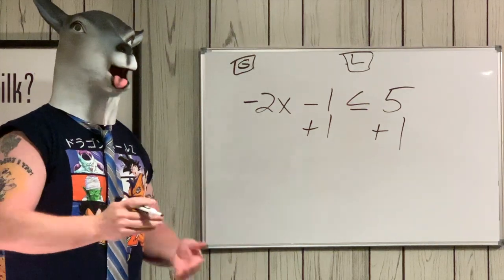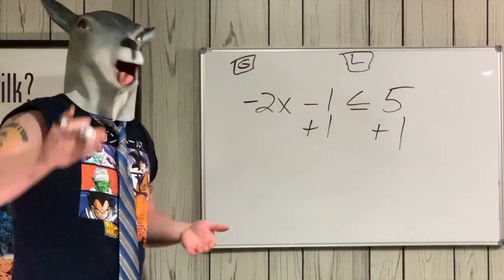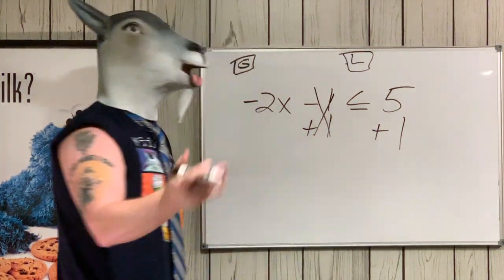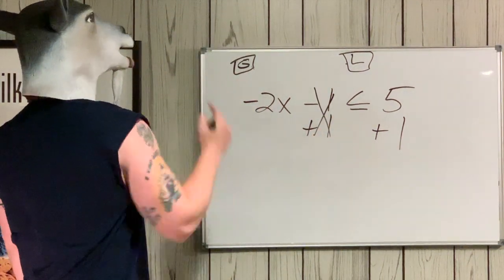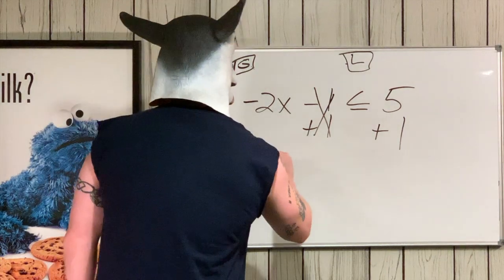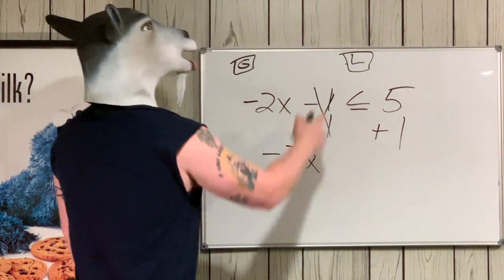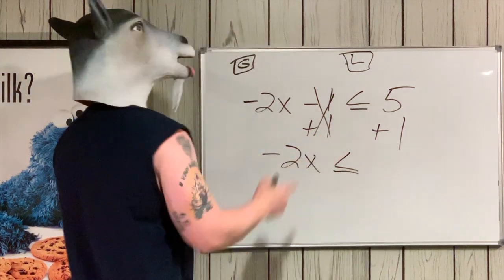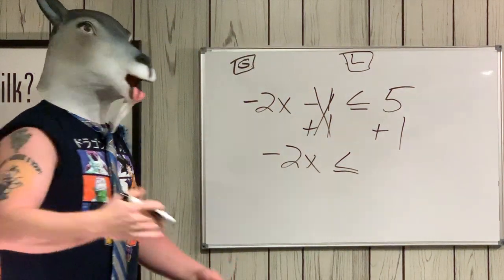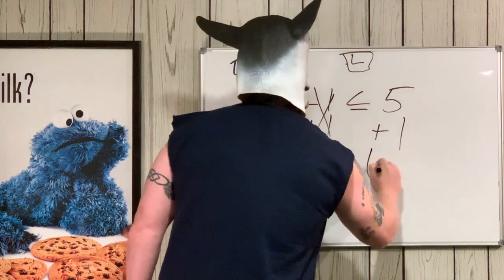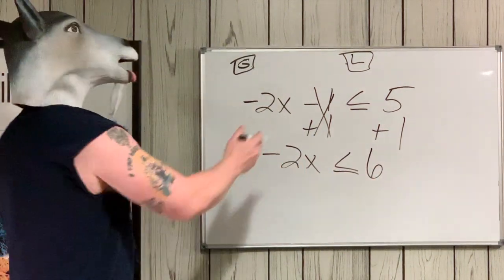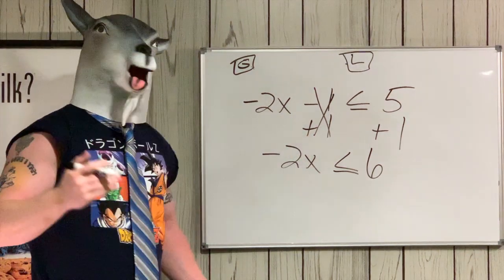Negative 1 plus 1, put it in your calculator, or not. You could be like a goat yourself. They're going to cancel out. Negative 1 plus 1 is 0. So on this side, we got negative 2x. We're going to bring our sign down, stick with the less than or equal to. 5 plus 1 is 6. Now we got negative 2x is less than or equal to 6.